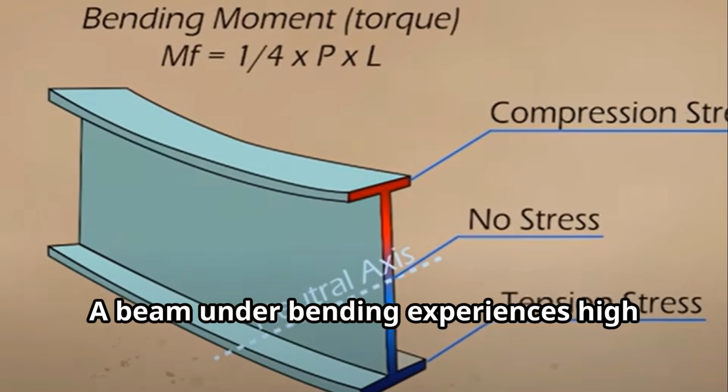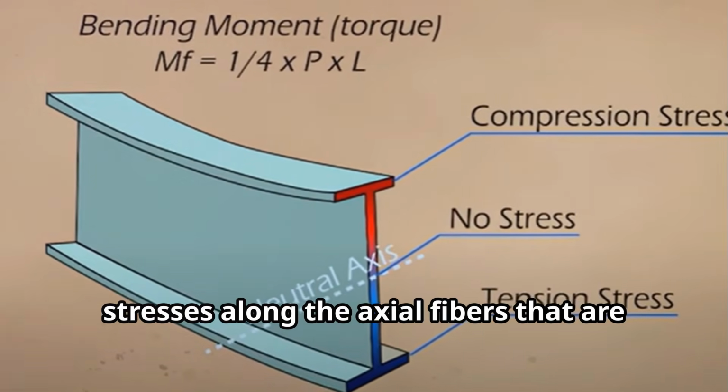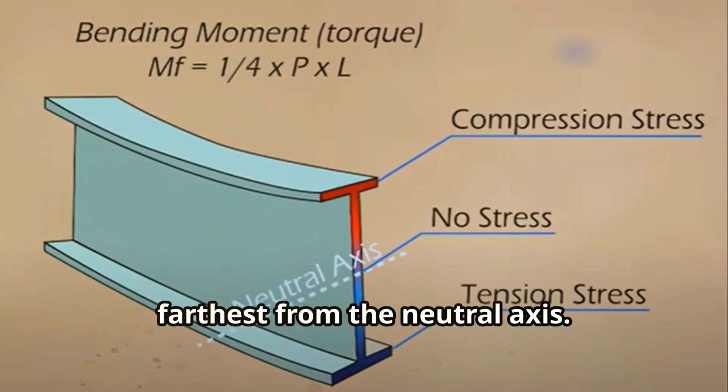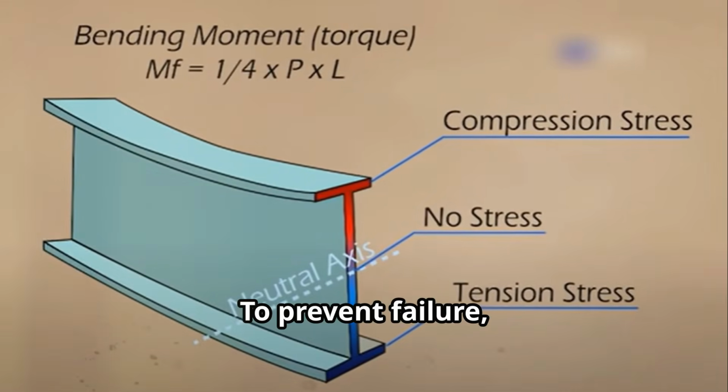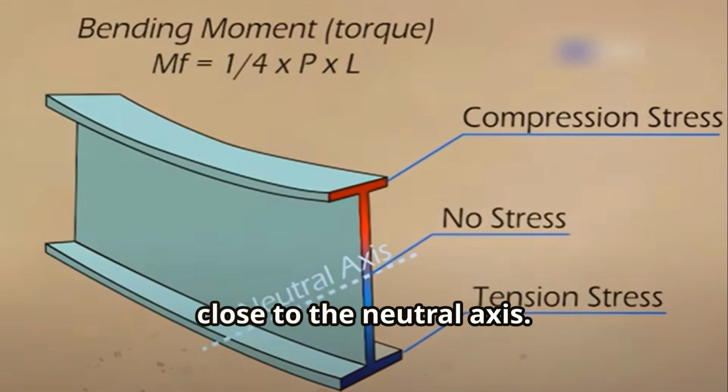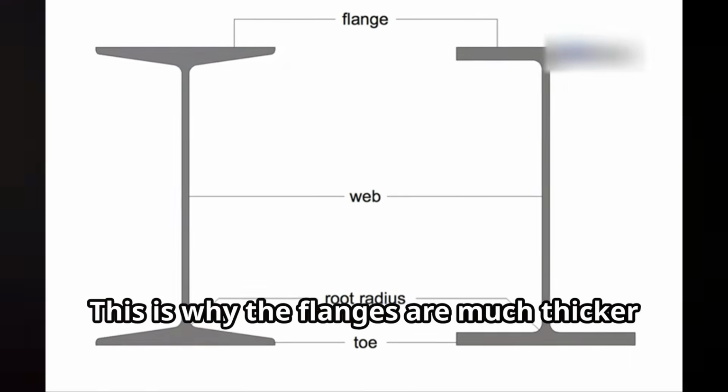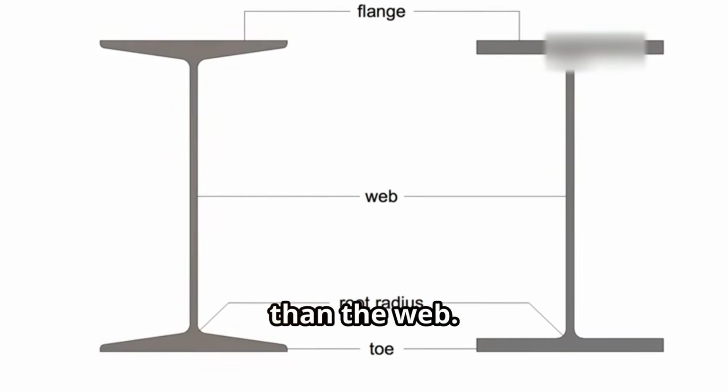A beam under bending experiences high stresses along the axial fibers that are farthest from the neutral axis. To prevent failure, little material is needed in the area close to the neutral axis. This is why the flanges are much thicker than the web.